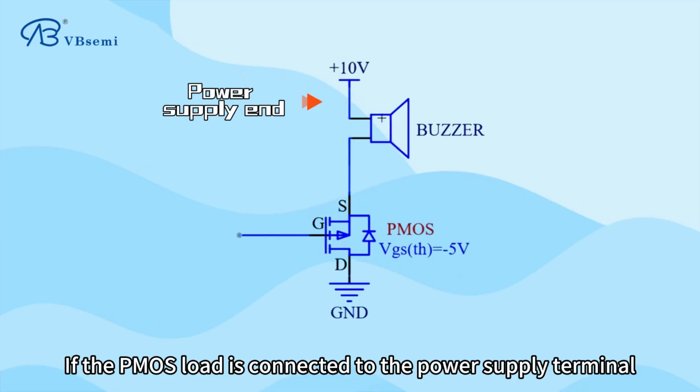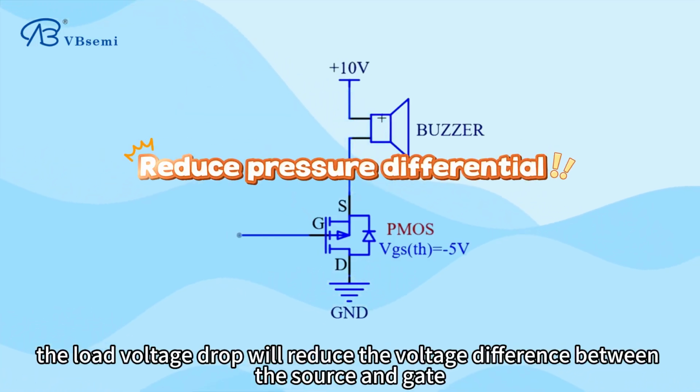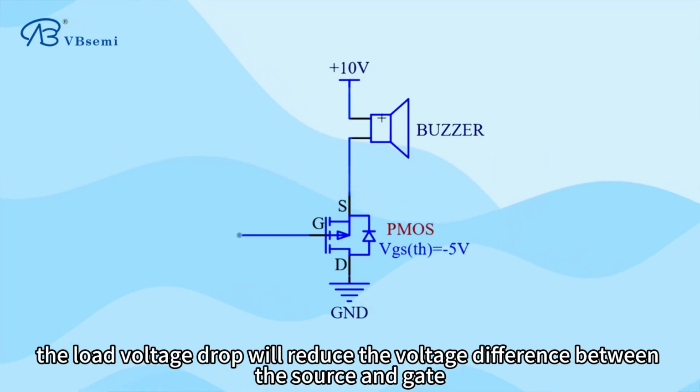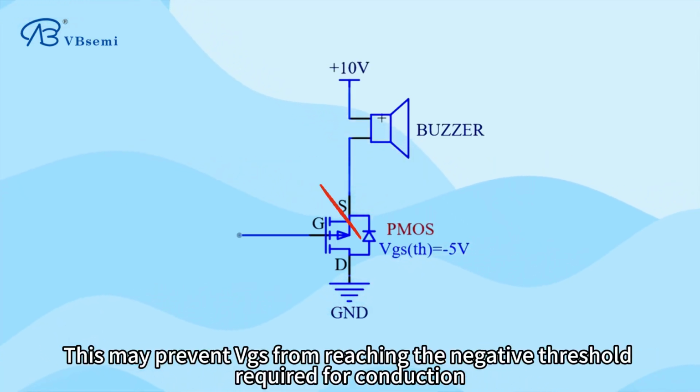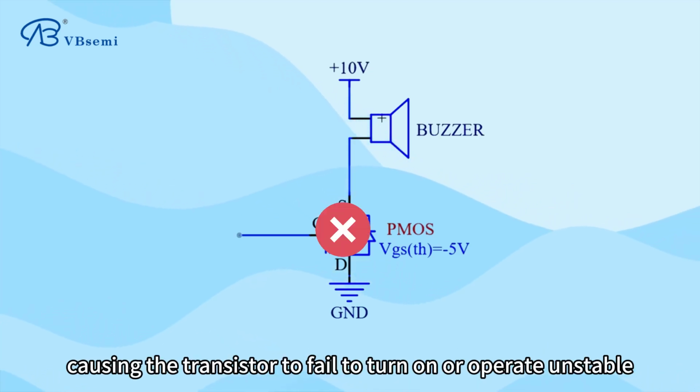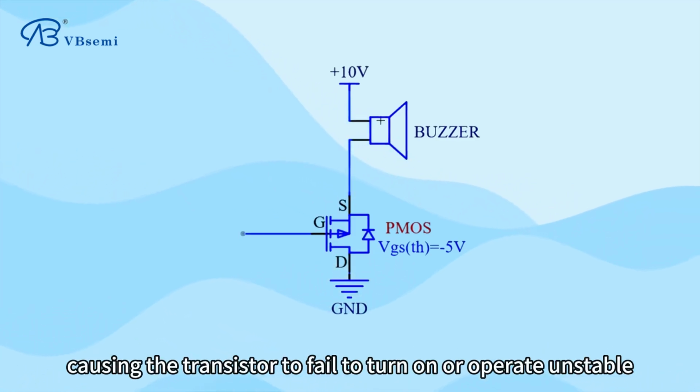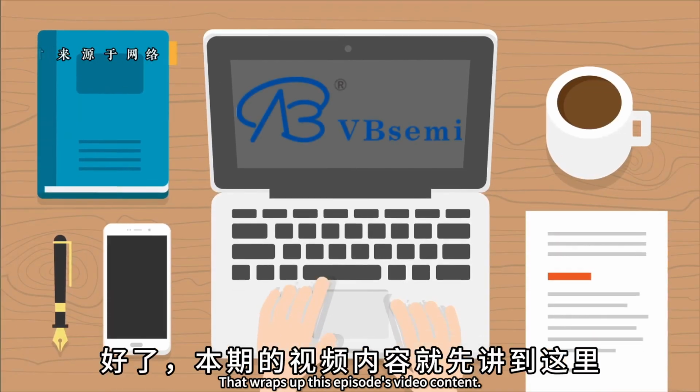If the PMOS load is connected to the power supply terminal, the load voltage drop will reduce the voltage difference between the source and gate. This may prevent VGS from reaching the negative threshold required for conduction, causing the transistor to fail to turn on or operate unstably.